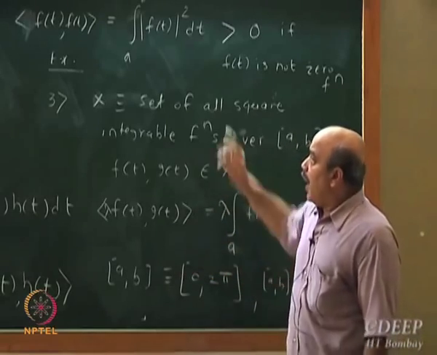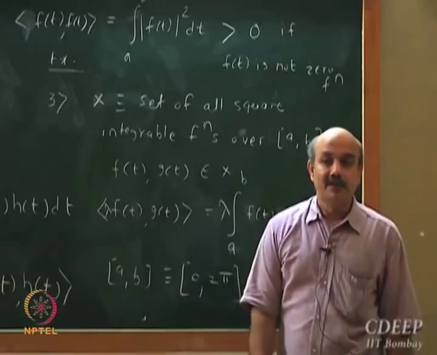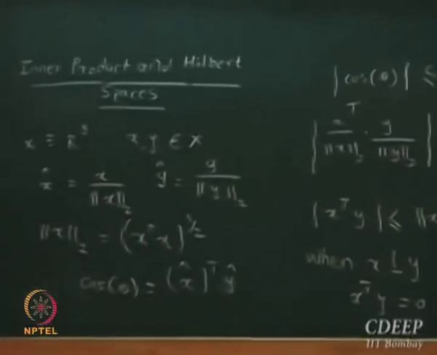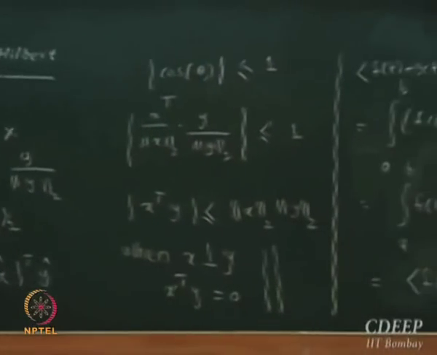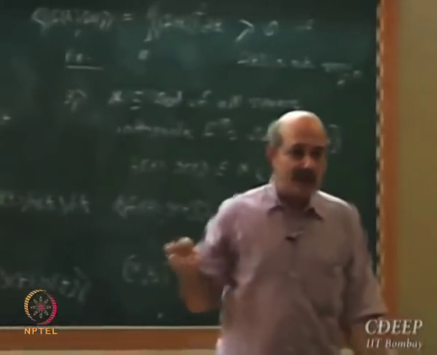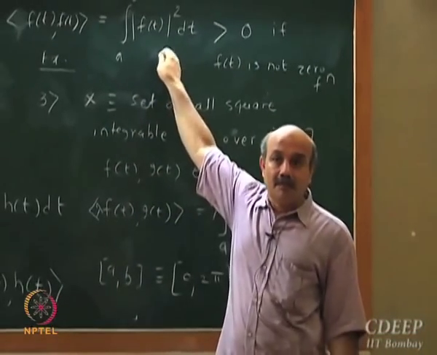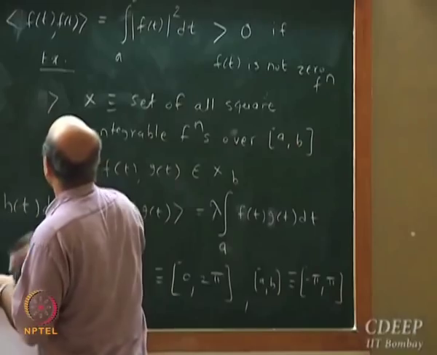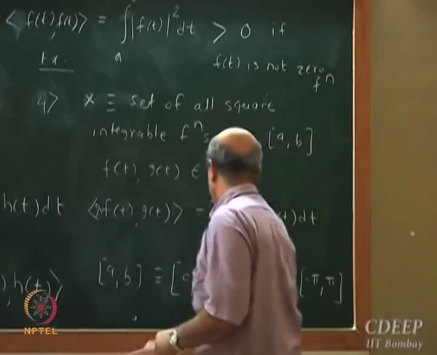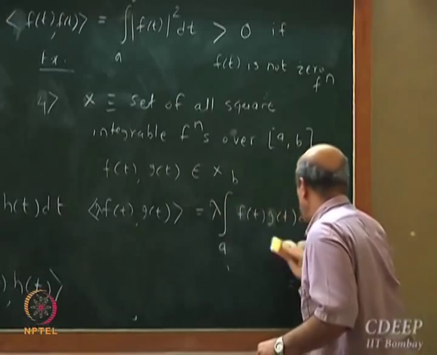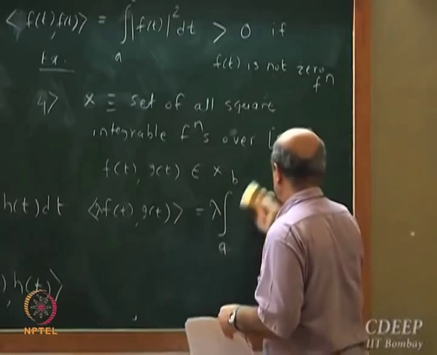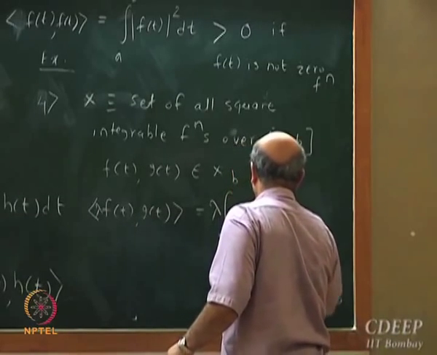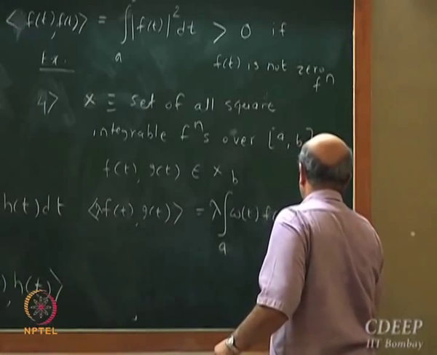I could further modify this inner product. Just like from x transpose x, I said x transpose W x, where W is a symmetric positive definite matrix, which is also an inner product. I could expand this definition by putting a positive weighting function here. So I can have another definition. My fourth example would be: I'll take a weighting function w(t) times f(t) g(t) dt.